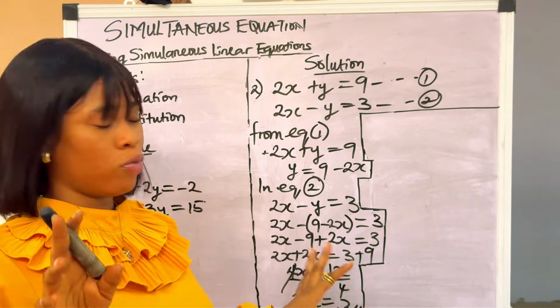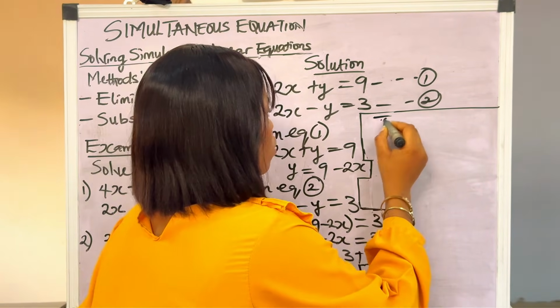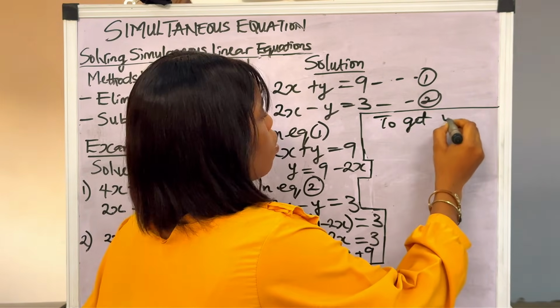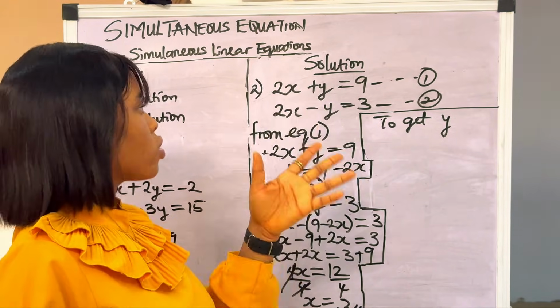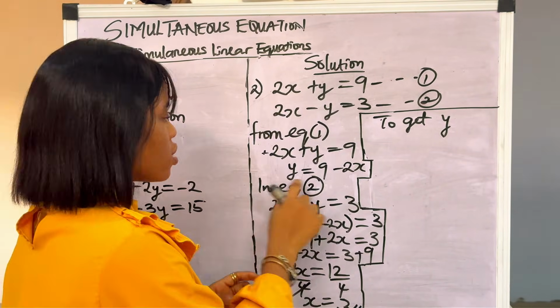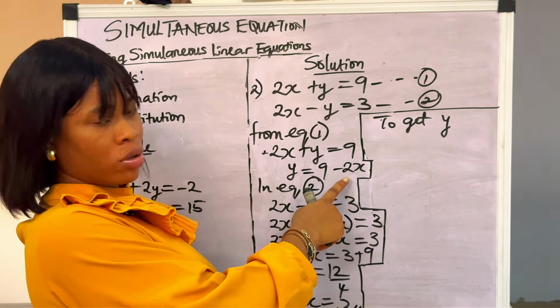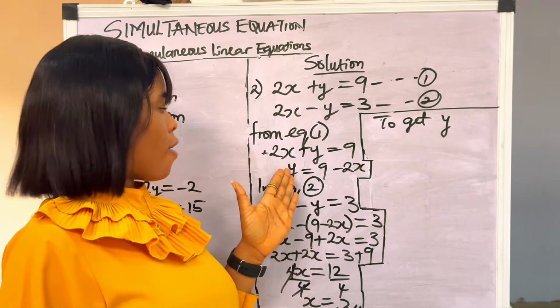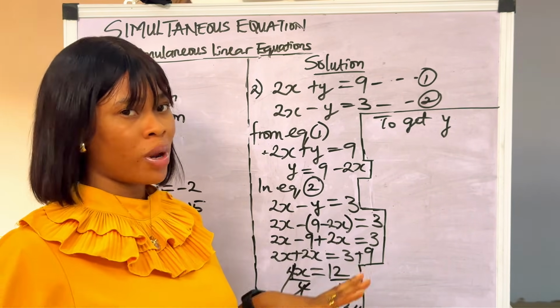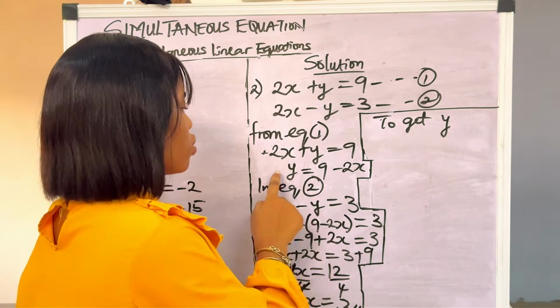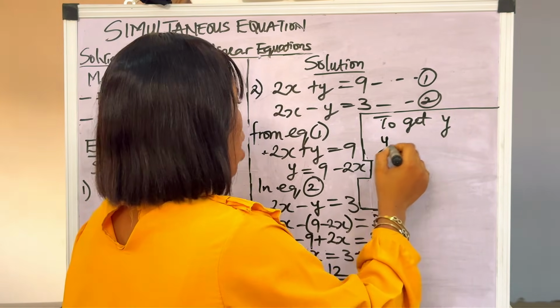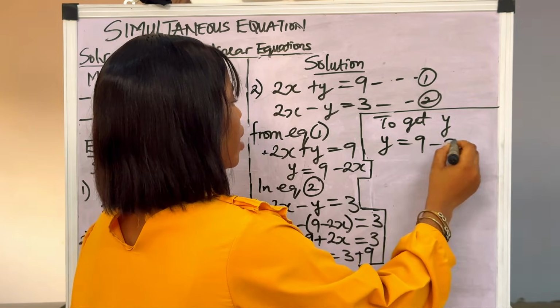So to find the value of y, from which equation? Now you can choose to use equation 1 or equation 2, or even this as our equation 3, because y is already the subject of the formula, so it's going to be very, very easy to get the value of y. So using this equation, we have y equals 9 minus 2x.